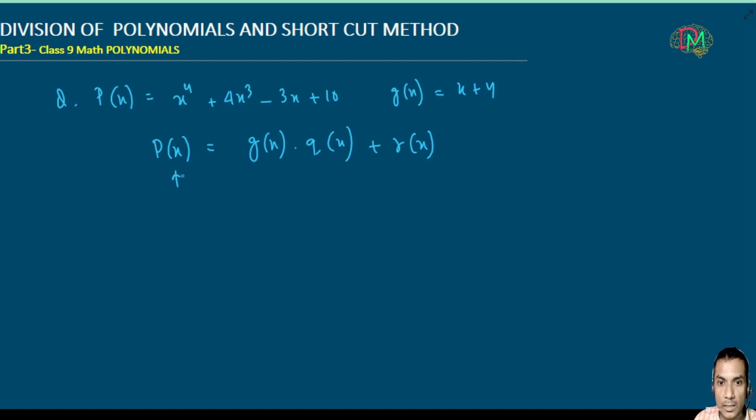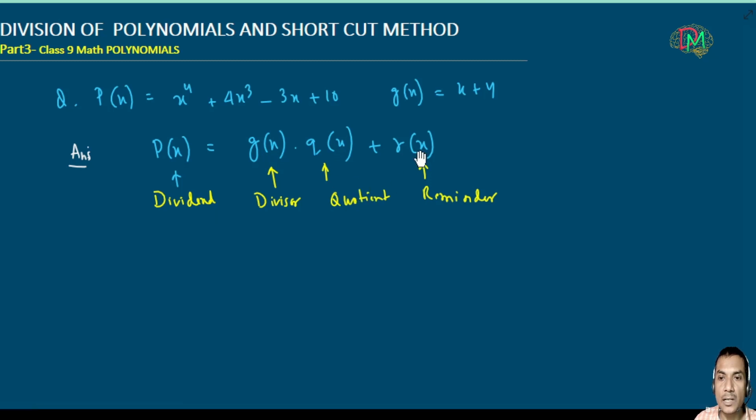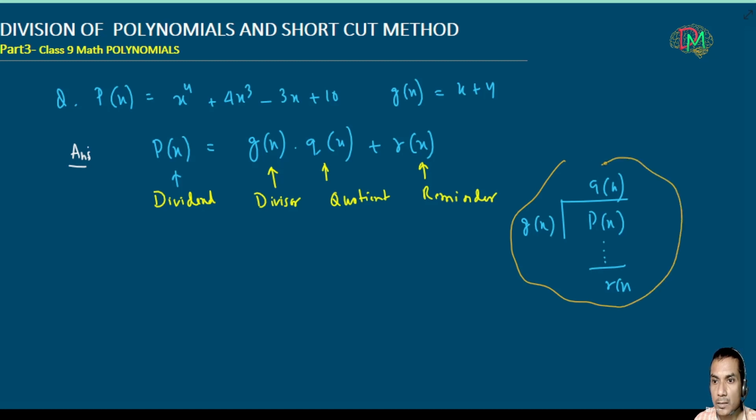So here px is the dividend, gx is the divisor, qx is the quotient and r is the remainder. Clear? So we can arrange this expression like this: if we divide px by gx, we get the quotient qx, and after the division the remainder will be rx. Is it clear? This is the proper arrangement.